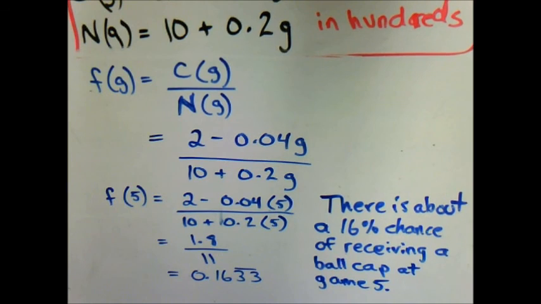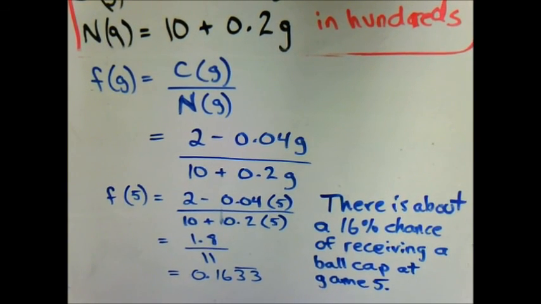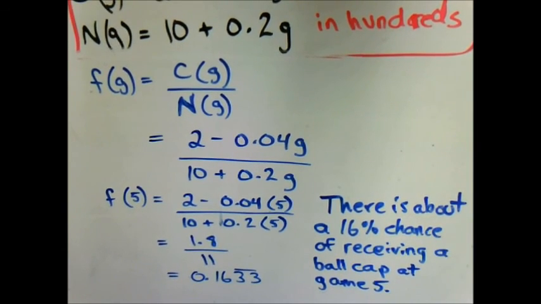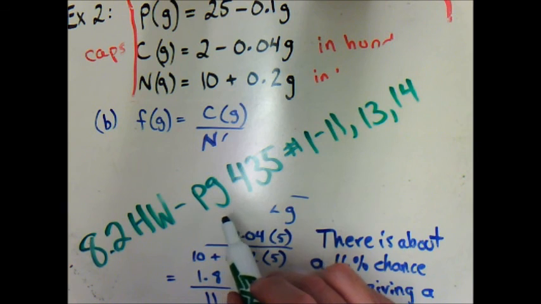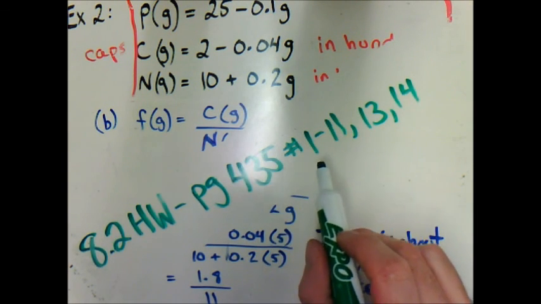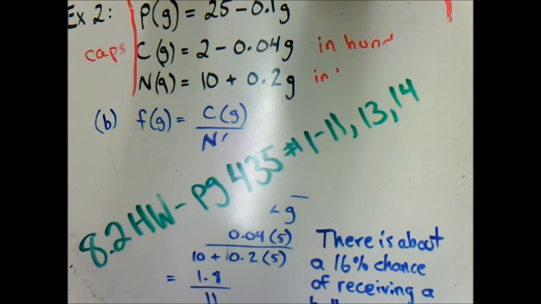And this is one of many applications of products and quotients of functions. 8.2 homework is found on page 435, numbers 1 through 11, 13, and 14.